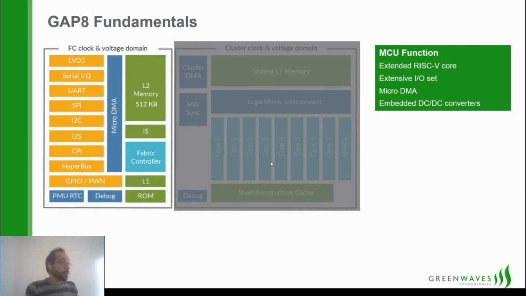And to communicate with the peripherals, we have what we call a micro DMA, which is a little bit smarter than a DMA, so it can also do 2D copies and transfer the data, so you can offload the handling of the peripherals to this block.